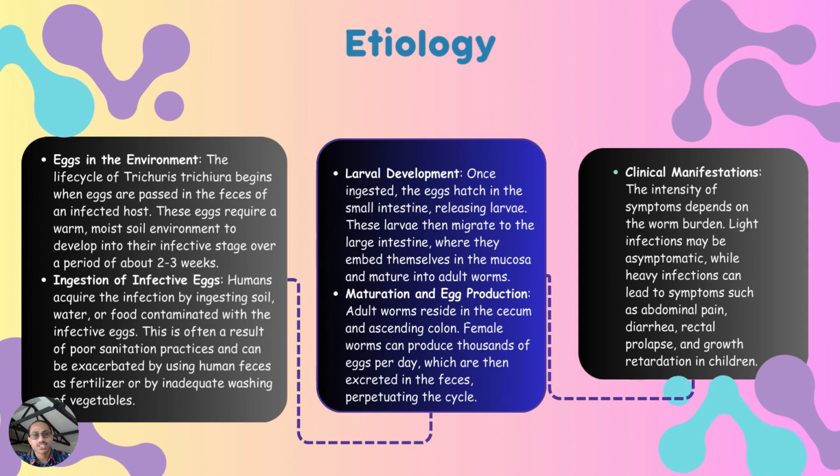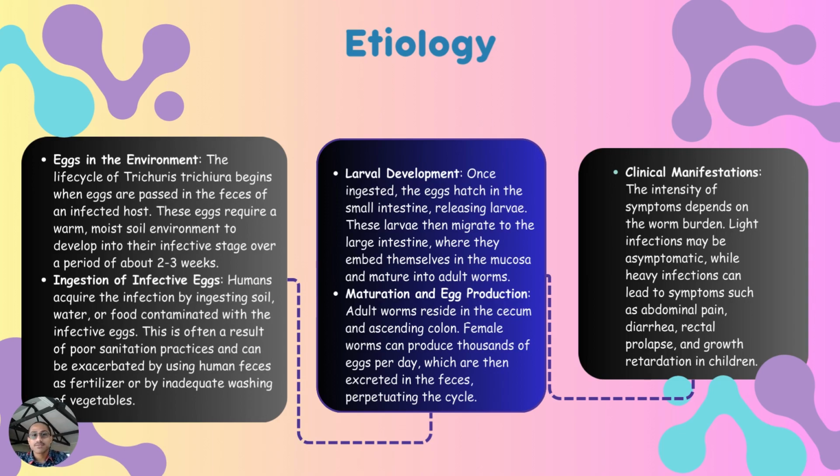Humans acquire the infection by ingesting soil, food, or water which is contaminated with the infected eggs. This is often a result of poor sanitation practices and can be exacerbated by using human feces as fertilizer or by inadequate washing of vegetables. So then the larva starts developing in the small intestine. Then they migrate to the large intestine where they embed themselves into the mucosa and mature into adult worms there. So the adult worms then reside in the cecum and ascending colon.